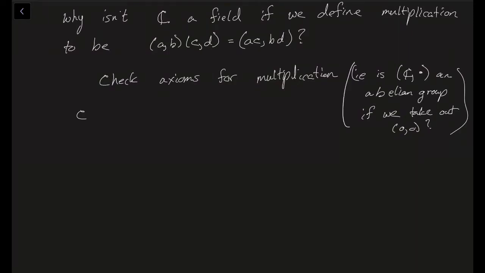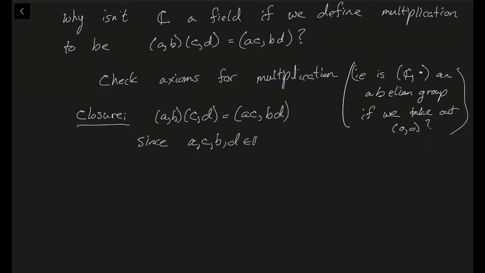So let's first check out closure. If we take two complex numbers and multiply them together pointwise, we're just multiplying real numbers in each of the parts, the imaginary component and the real component. So we still get a complex number. It's still closed.